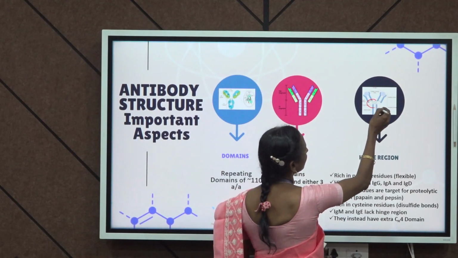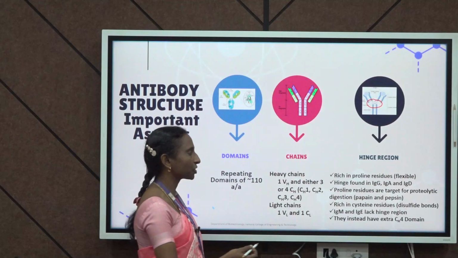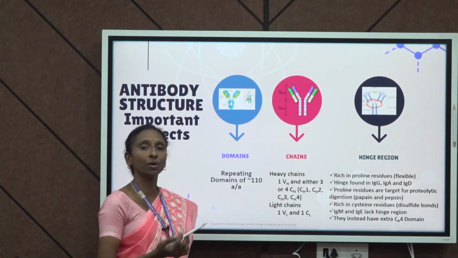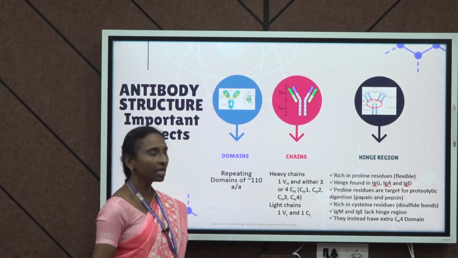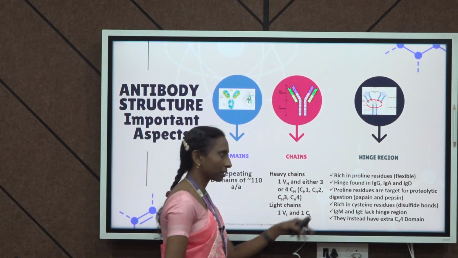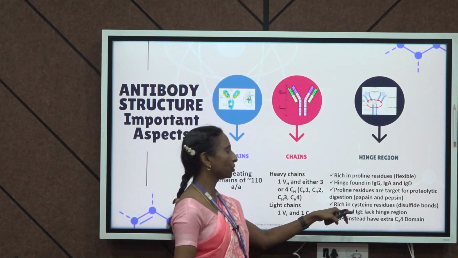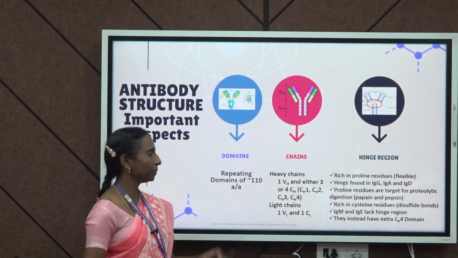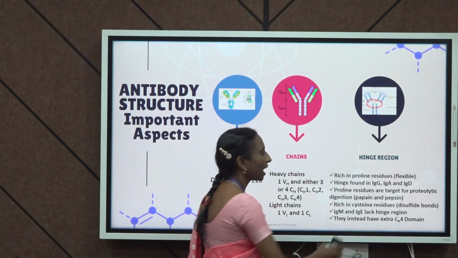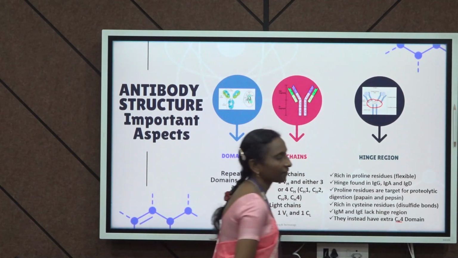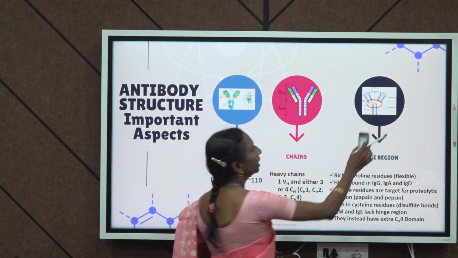What you are seeing is the hinge region, and this region has been found to be rich in proline residues, which gives flexibility to the antibody structure. This region is not found in all antibodies. You will see that IgG, IgA and IgD are the only antibodies where you will find the hinge region. Proline residues are targeted for proteolytic digestion when papain and pepsin are used. It is also rich in cysteine residues, which form the disulfide bonds. And as I have informed, IgM and IgE do not have this hinge region. Instead, they have something called an extra heavy constant region, as I told you while discussing the heavy chain. So, this is the overall picture of antibody structure.